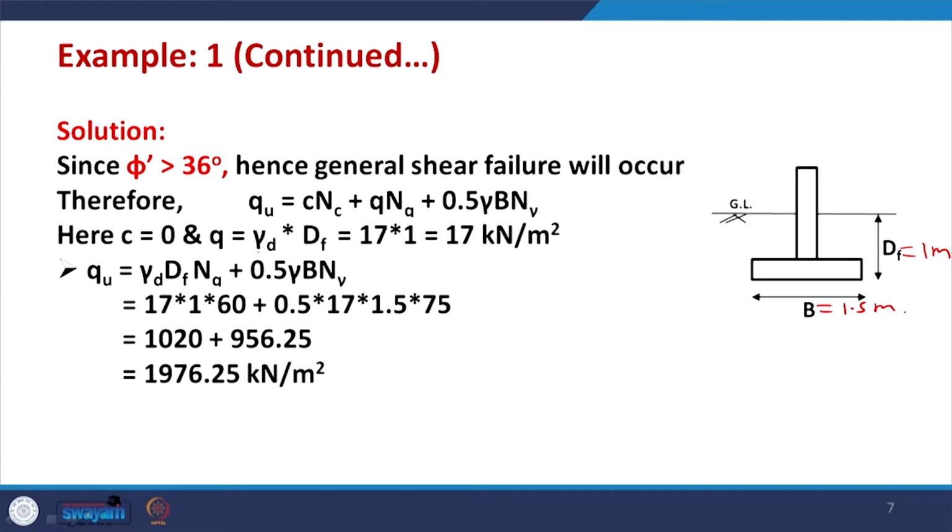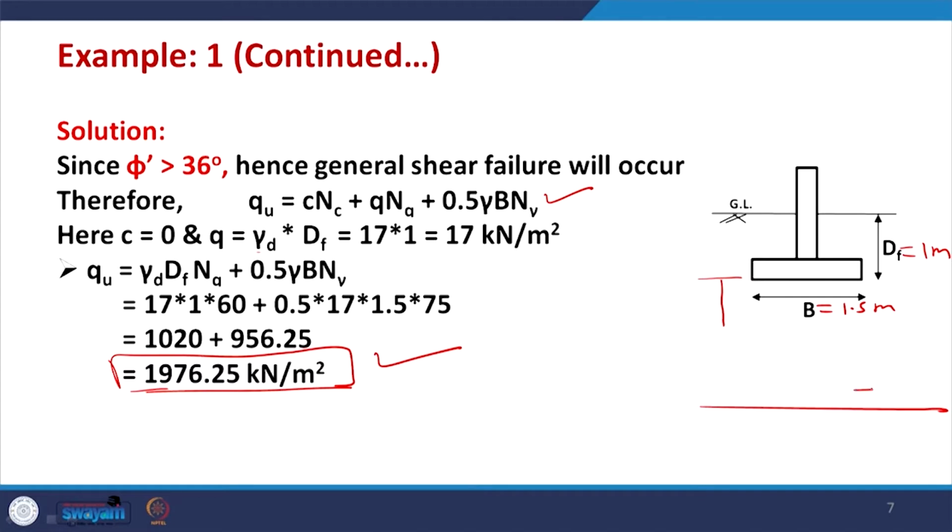So, Q comes out to be 17. Then using this equation we calculate QU. Once you put C equal to 0, the first term is 0 and the second term is 17 into 1 for Q and df, df is 1 meter, NQ is 60, and then for 0.5 gamma, 17 into 1.5 is the width and then 75 is the value of N gamma. So, the answer comes out to be 1976.25 kilonewton per meter square. This was the case when the water table was very deep, meaning the water table was more than B below the base of the footing.